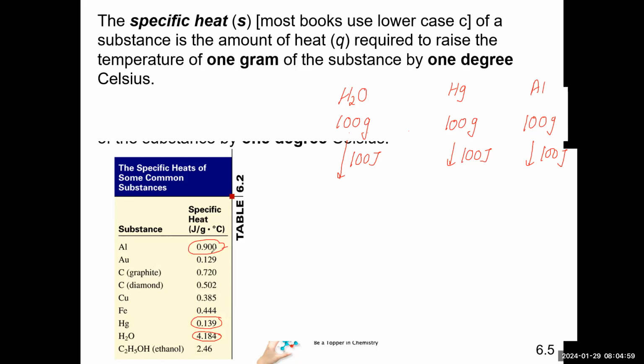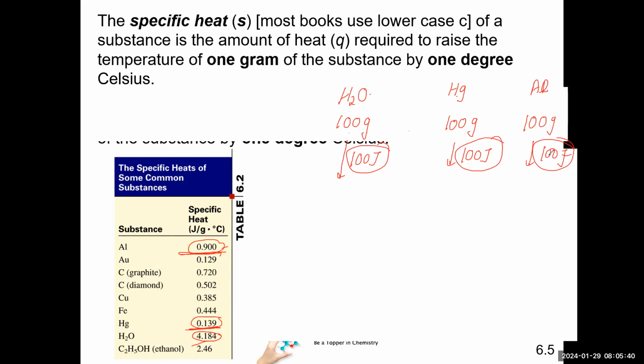Wait. I didn't mention gold. It is water, mercury, and aluminum. Their specific heat capacities I have circled here. To all of them, I'm giving 100 joules. So in which case, which one is going to show you more rise in temperature? I'm not getting an answer from all of you. Only Shriyan and Dhruv. Girls, Lasya, Ashita. Yeah, good, good.